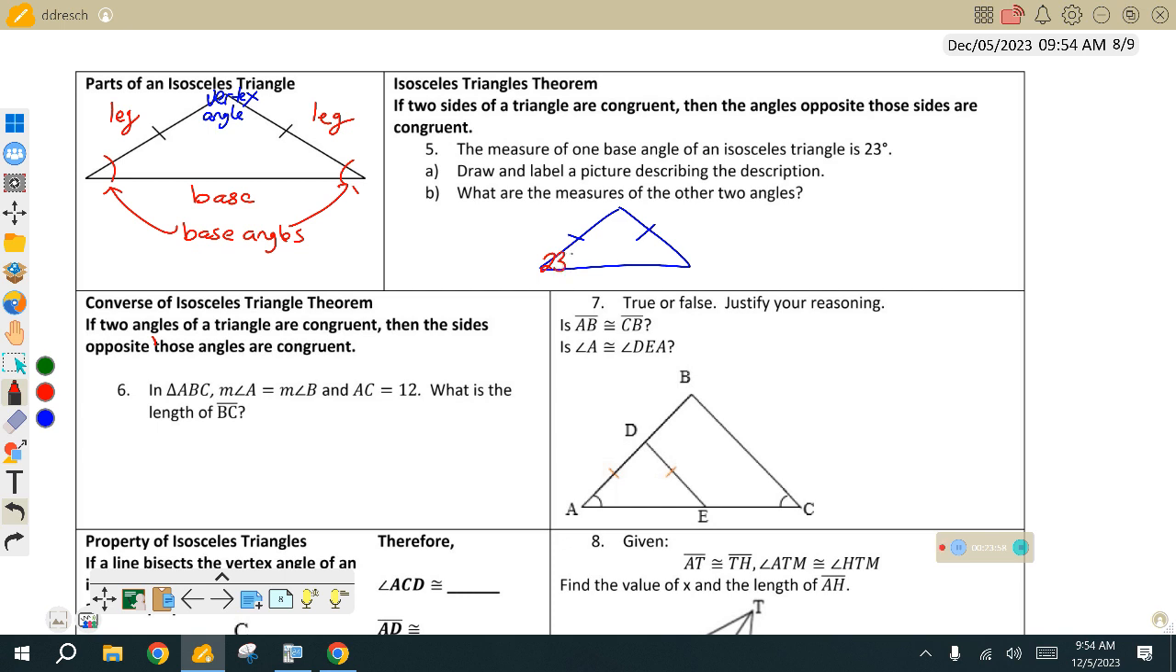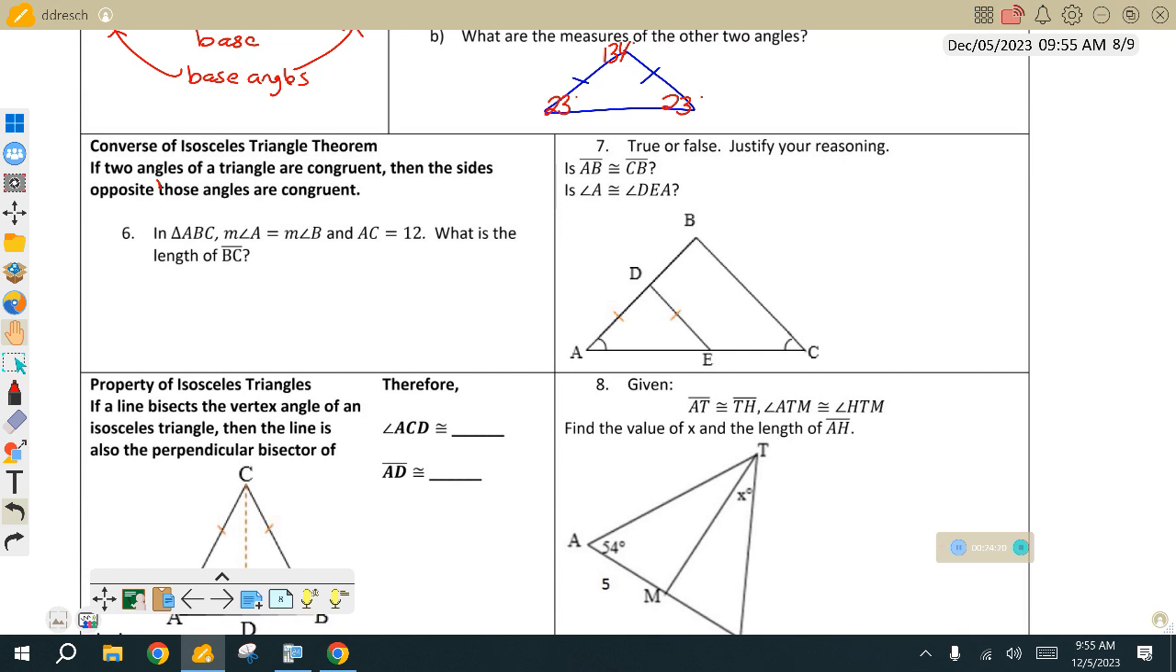You guys got your calculators. Other base angle's 23, and what's my other measure? 134? Okay, so Zariah said 134. Okay, that's a vertex angle. All right, let's walk it through here.